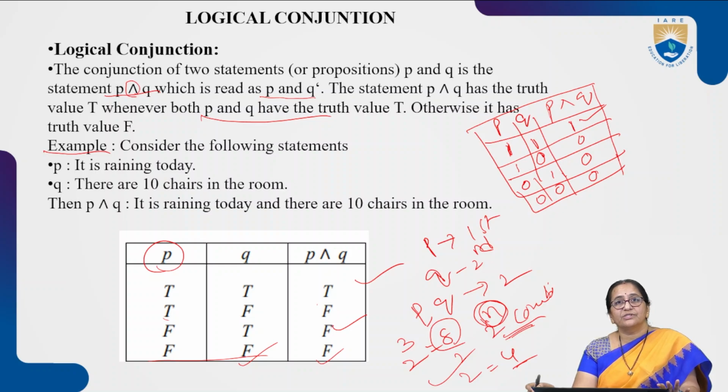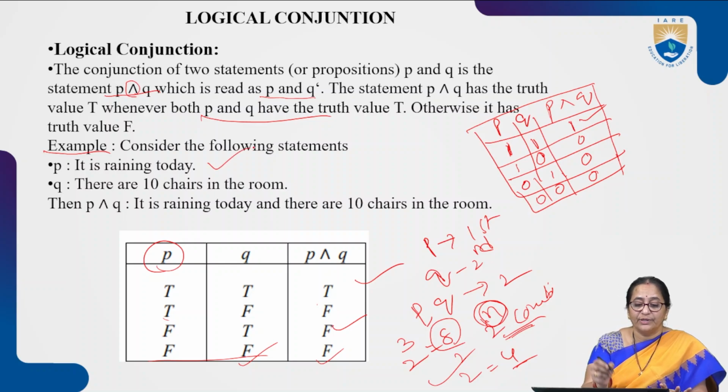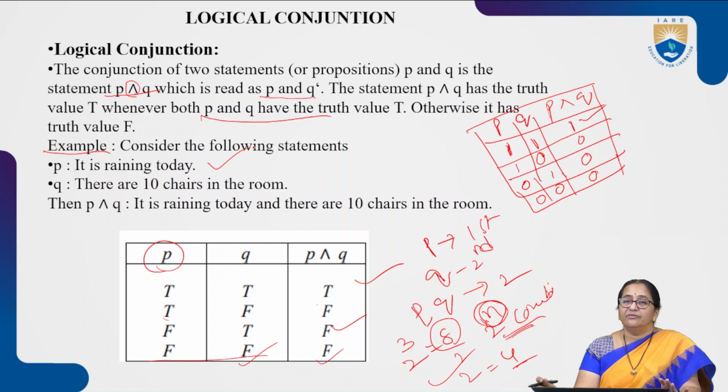Here we are having 2 statements. P is one statement and Q is also one statement. The P statement is, it is raining today. Yes, we don't know whether the statement is true or false. That is one statement we declared. The next Q statement is, there are 10 chairs in the room. Yes, this is also one statement. We don't know if 10 chairs are present or 12 chairs are present, but whatever it may be, there are 10 chairs in the room. We declared it.